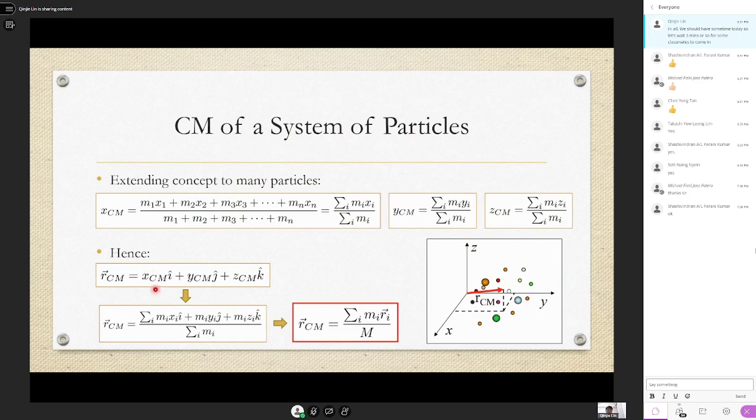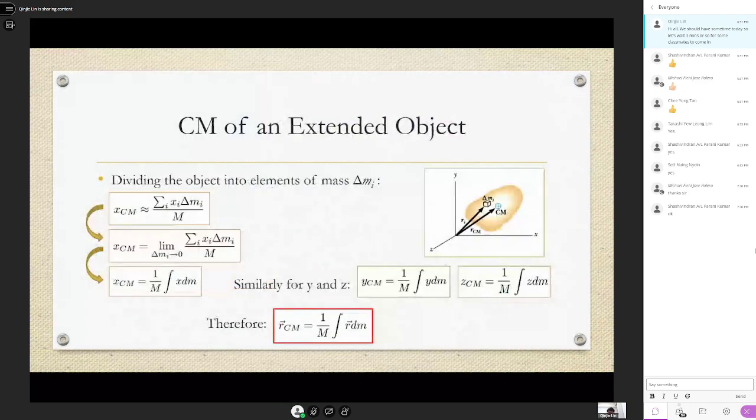So to rewrite it in vector form, R is our position vector. The general formula will be RCM, the position vector of the CM, equals the summation of M times R divided by the total mass. R will have all 3 directions. This is just a position vector, so inside R we have I, J, and K. Imagine you have many particles. That's how you find the CM of this system of particles.